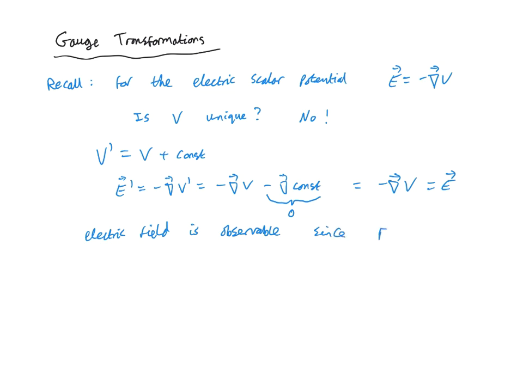Because all I have to do is multiply the electric field by the charge, and I get the force, and the force is certainly observable. It causes accelerations and so on. It doesn't affect the forces or the electric field if I add a constant to the potential. And in fact, you could also look at the potential energy, and again, we know it's only potential differences that are observable. So we can choose an arbitrary reference point for our potential.